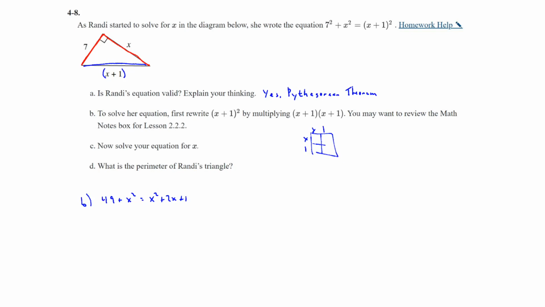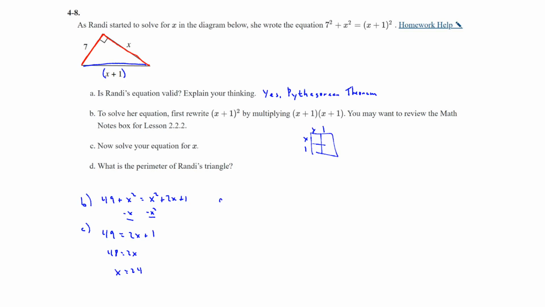So now on part C, it wants us to go ahead and solve for x, so we can do that. We'll subtract the x squared, so this really is now part C. 49 is equal to 2x plus 1 because the x squareds cancel. We could subtract 1 to get 48 equals 2x, divide by 2, and x is equal to 24.